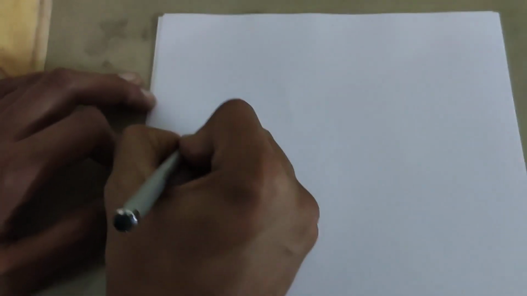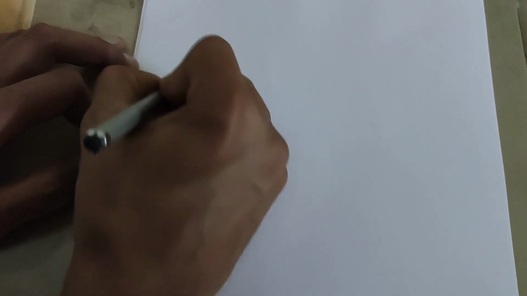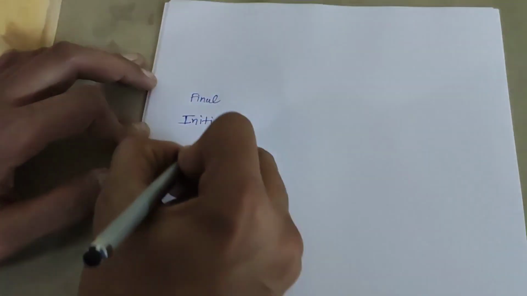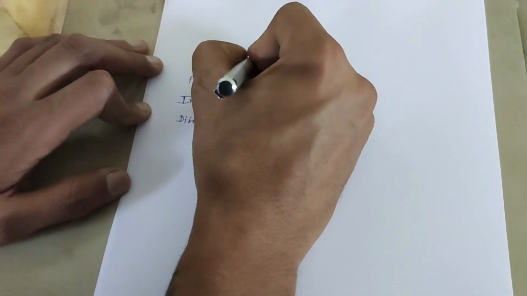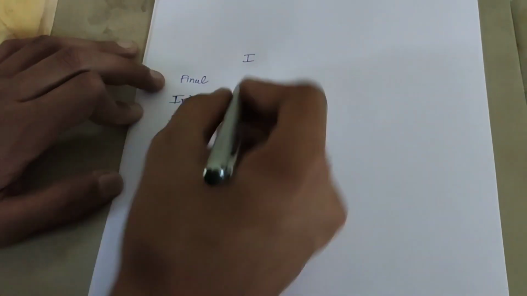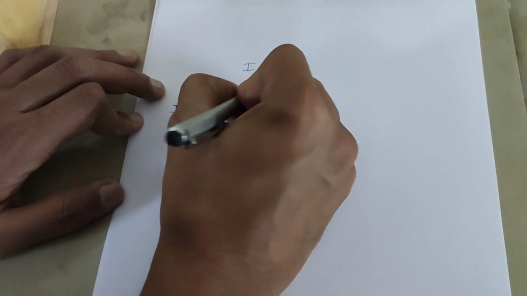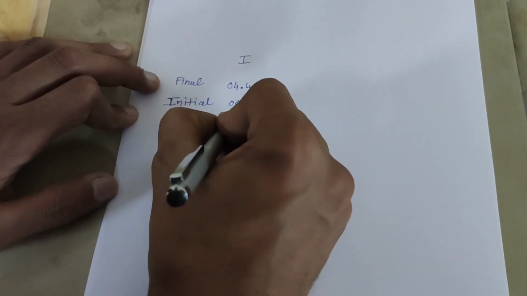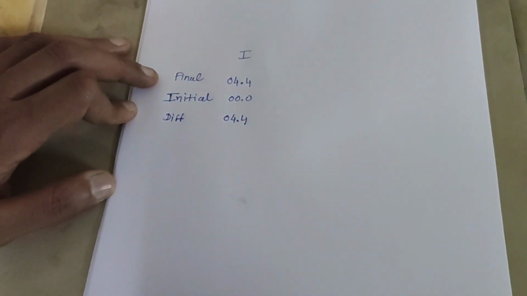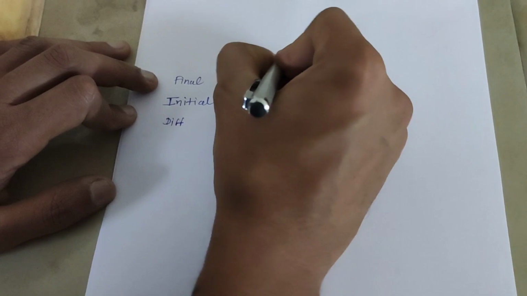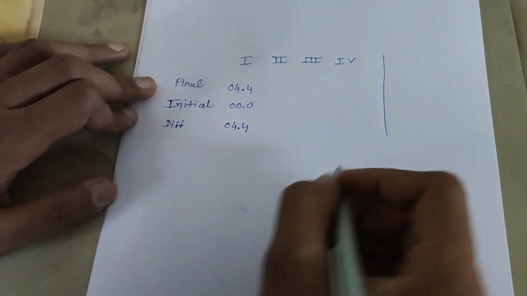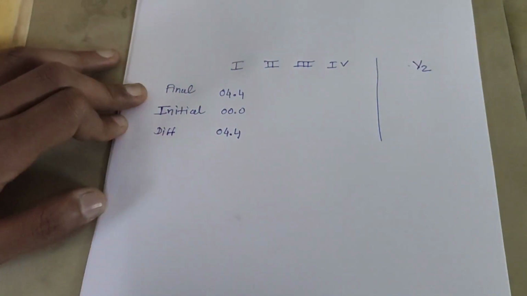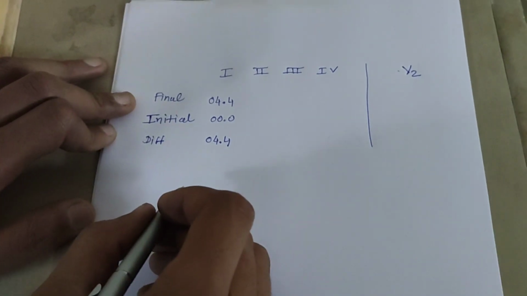In that observation table, there was initial reading, there was final reading, and there was a difference, right? Now what was the initial reading? You know that it was 0.0, the first reading. The final reading was 4.4. Difference is 4.4, right? Likewise, we have to calculate the second reading, third reading and fourth reading. After that, I told you we will calculate our V2. That means the average of 4 readings.